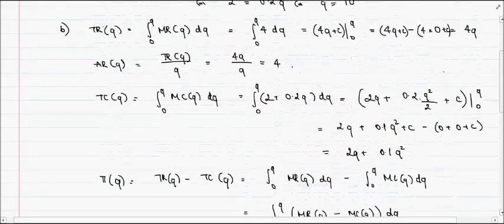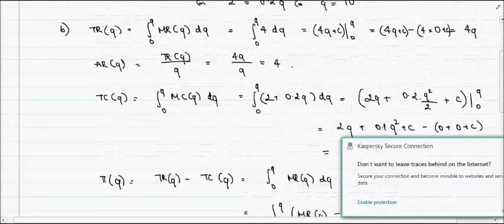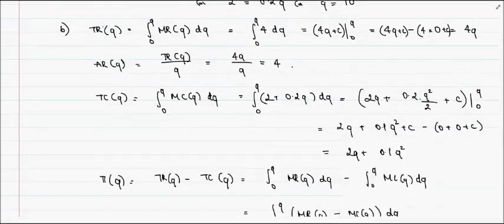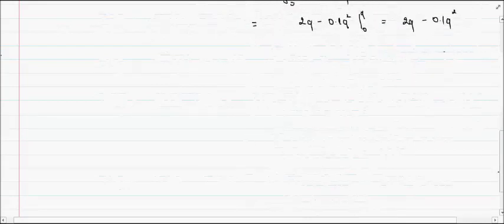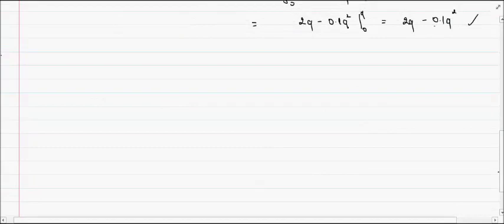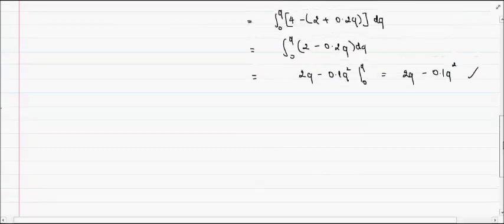As you can see, if you take the total revenue, which is 4q, minus the total cost, which is 2q plus 0.1q squared, you get 2q minus 0.1q squared, which is exactly this. And the last thing is consumer surplus.